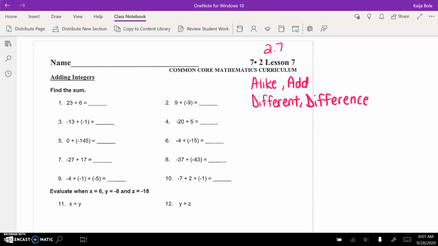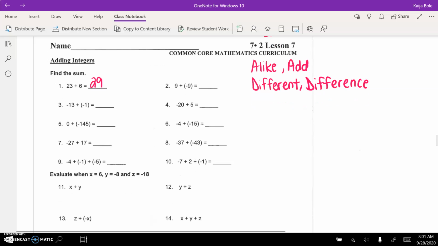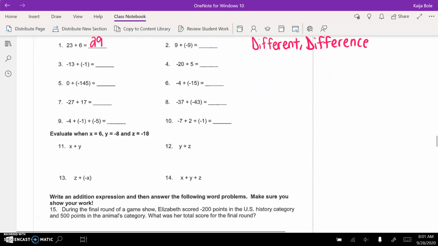So, number one, don't overthink it. It is just 23 plus 6. They're positive numbers. So this would just be 29. Okay. And then the rest move into some positives and negatives. So I don't want to do too much there.